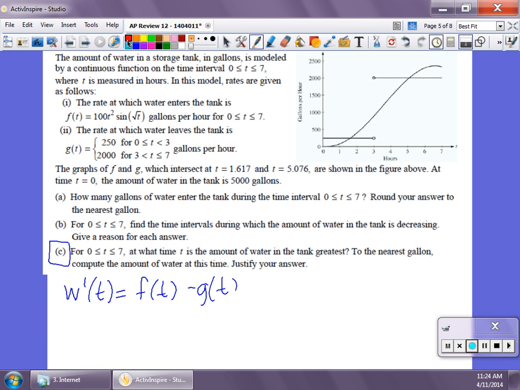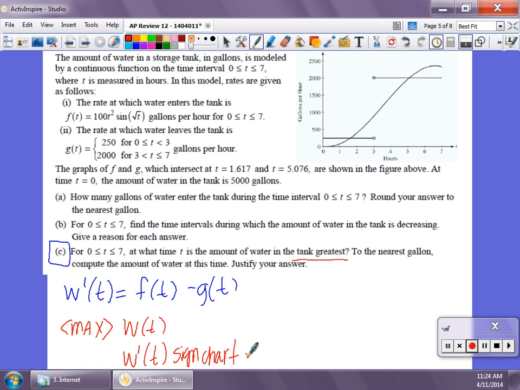So the question says greatest. What kind of problem? Max. Okay, optimization. So this is an optimization problem. I would need to maximize how much water there is. So that would be this function. So whose sign chart do I make? So we're not doing the problem, we're just talking through it. Whose sign chart? W prime. So I'm going to need W prime sign chart. Okay. I'm going to make a fake one. I don't want to do the whole problem.